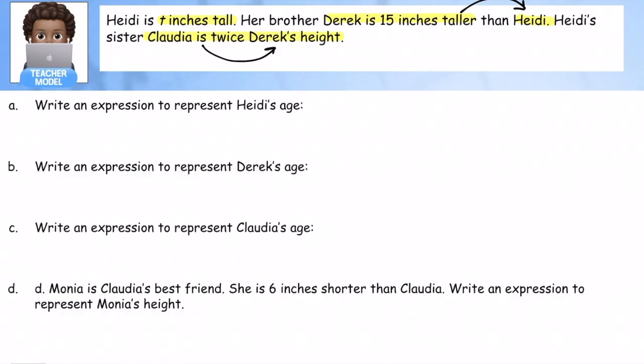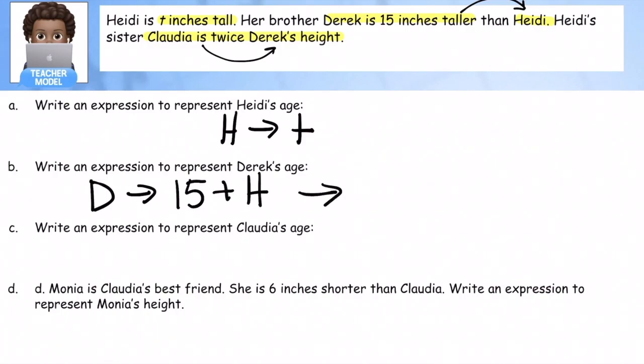So let's write Heidi's height. That one's the easiest since we know Heidi is just T, just one term. Let's write Derek's height. What do we know? Derek is 15 inches taller than Heidi. So we're going to do a substitution. Since we know that these two things are true, we're going to take out the H for Heidi and we're just going to put a T. So Derek's is 15 plus T. One simple expression with two terms.